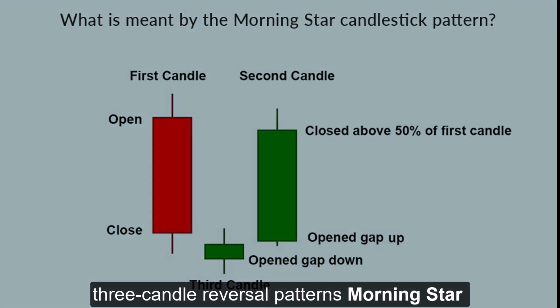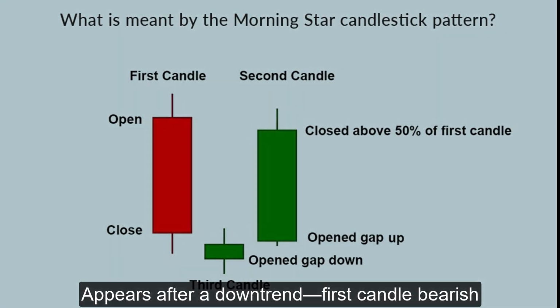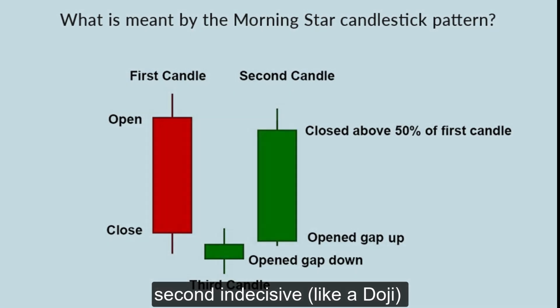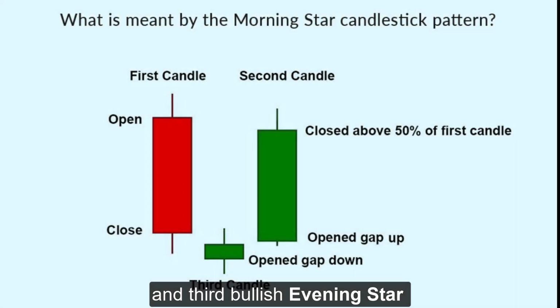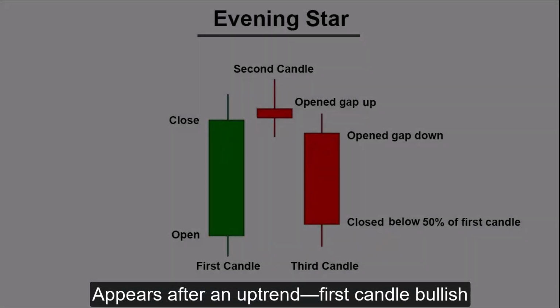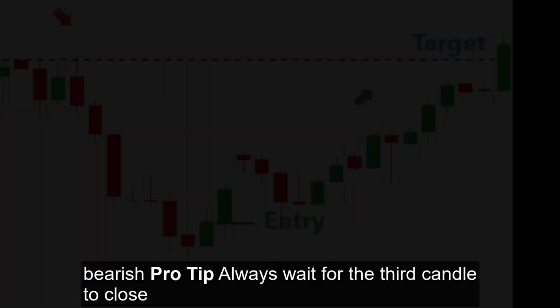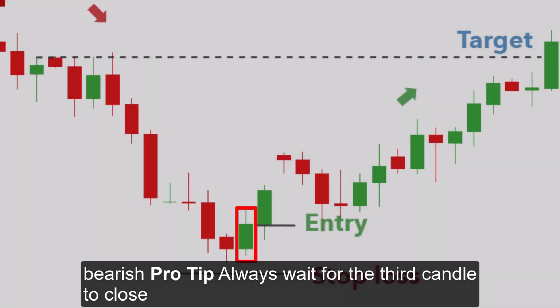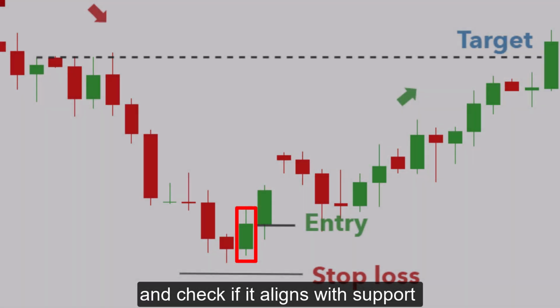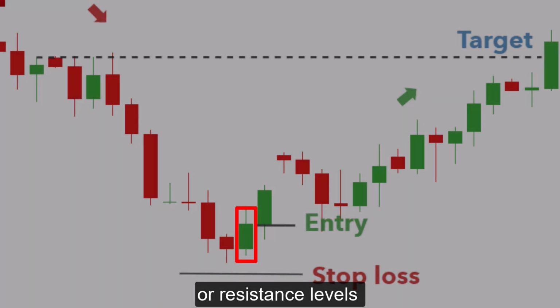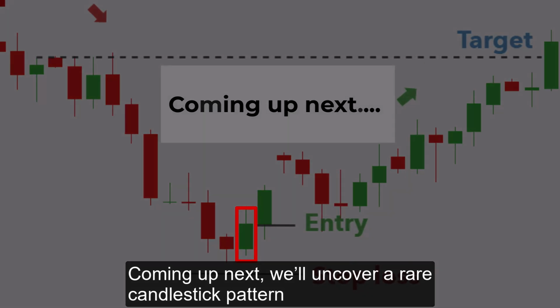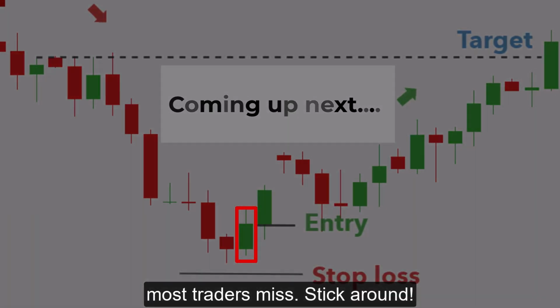Morning star appears after a downtrend. First candle bearish, second indecisive like a doji, and third bullish. Evening star appears after an uptrend. First candle bullish, second a doji, and third bearish. Pro tip: always wait for the 3rd candle to close and check if it aligns with support or resistance levels. Coming up next, we will uncover a rare candlestick pattern most traders miss.